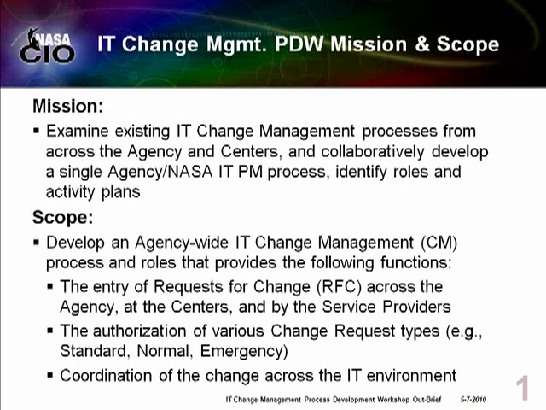authorization. I think these are going to be some of the biggies, right? You've got the ticket associated with change. You've got the authorization. Does it happen at the center level? Does it happen at the agency level? How do we thin those down? Because there's a huge volume of potential change requests. So we'll talk about standard, normal, and emergency change types. And then again, the coordination of change across the environment.